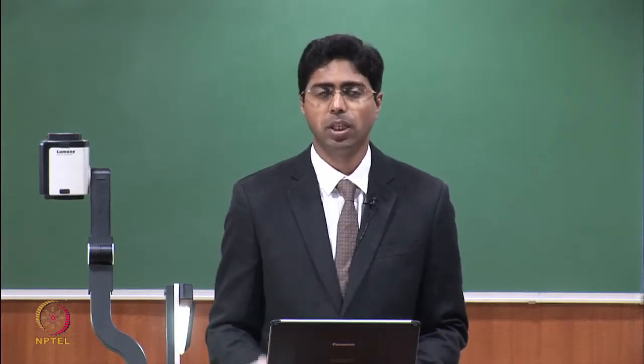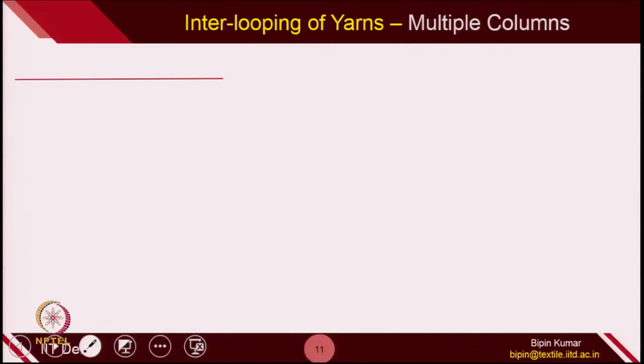Now, let us look at multiple columns of loops, how we can create multiple columns. Right now we have just seen one column, but how can we create multiple columns, and how can we connect these columns as well? Again, we can start from a straight segment, because since we have to create multiple columns, we first have to decide how many columns we want to make.